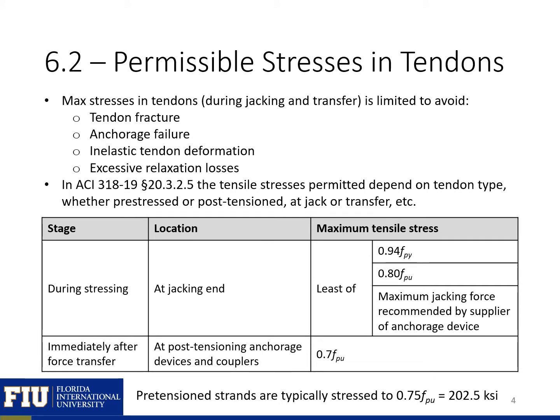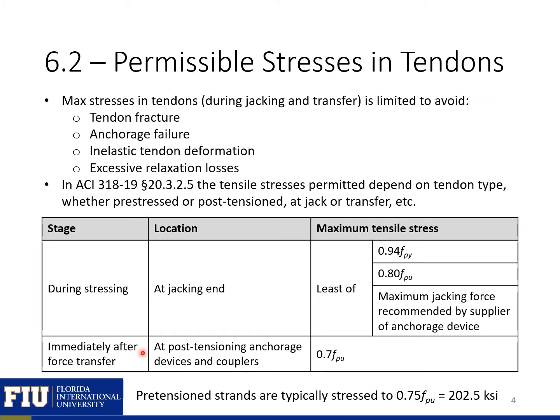Different codes and specifications will have different stress limits for the various components of a pre-stressed concrete member. In ACI, we have a permissible stress limit for our pre-stressing tendons. And this permissible stress limit essentially ensures that we don't fracture the strand during the jacking and at transfer. So you can see the limits here. We have a limit during stressing at the jacking end. We need to keep the strand stress less than the least of these three values, and immediately after force transfer.